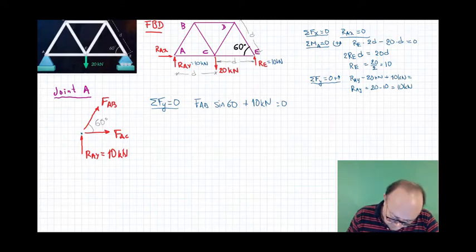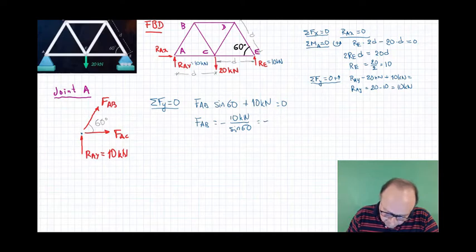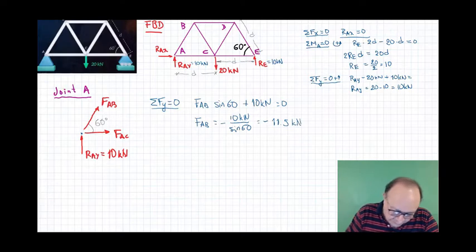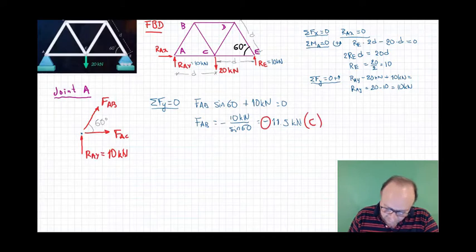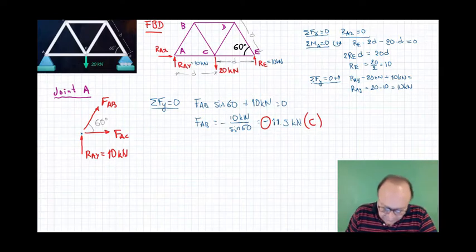So from here we can go directly FAB equals minus 10 divided by sine 60 equals minus 11.5 kilonewtons. So we got a minus. A minus sign here means that this element is in compression. You don't have to even look at your free body diagram. You see a minus sign, you know automatically that is compression.